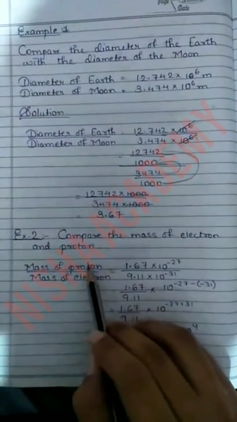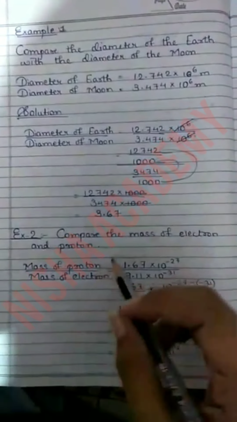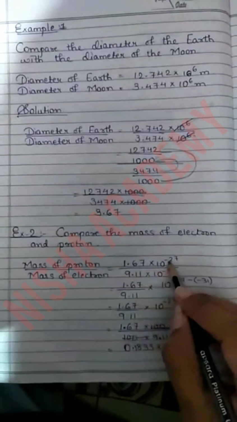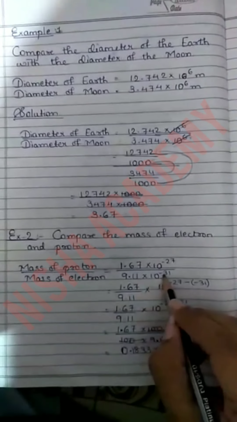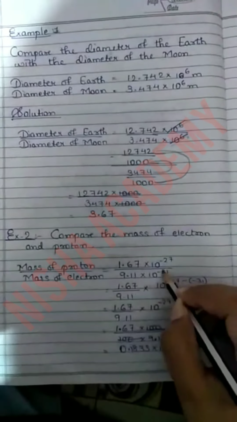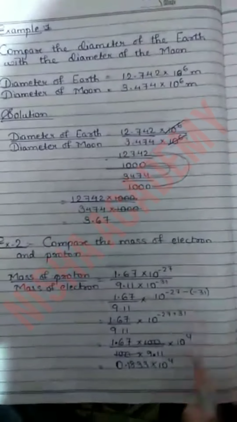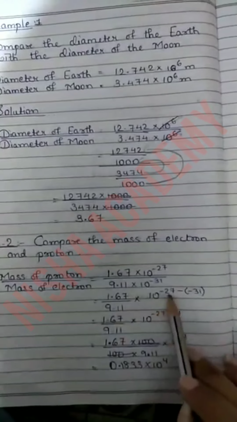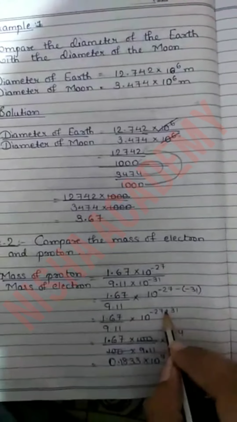Same way in example 2, you have to compare the mass of electron and proton. So it will be mass of proton upon mass of electron. See, protons are always kept first. So proton upon electron, which will be 1.67 into 10 raised to minus 27 upon 9.11 into 10 raised to minus 31. See, firstly, the base is same and in division, so you have to subtract the powers. So it will be 1.67 upon 9.11 into 10 raised to minus 27 minus minus 31. So this minus gets plus.